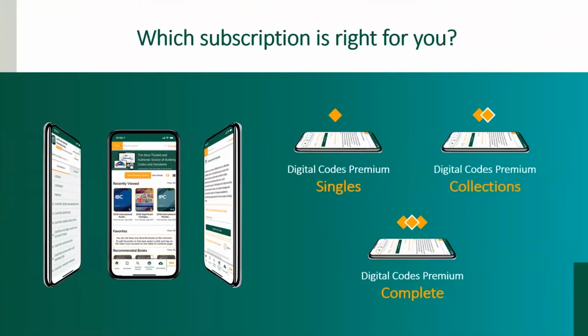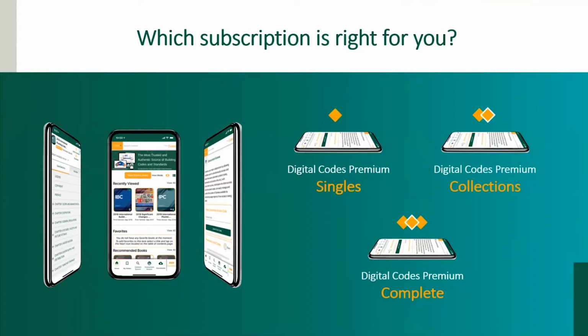So as you look through the webpage, a lot of people have questions. Well, which package do I need? I did mention the Digital Codes Premium Complete. That is our package that has all the content that we have available on the platform, even versions that go back many years, 2009, 2006. I know it depends on the particular title, but not only would you, for example, have access to the latest 2021 IBC, there's also the versions of the previous cycles of 2018, 15, and so forth.